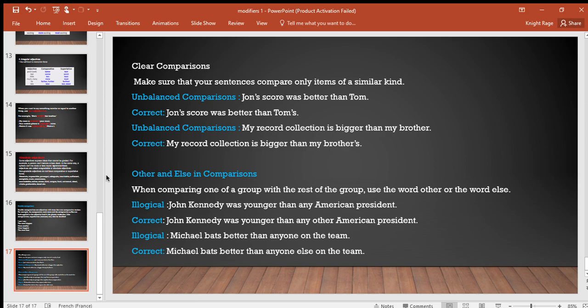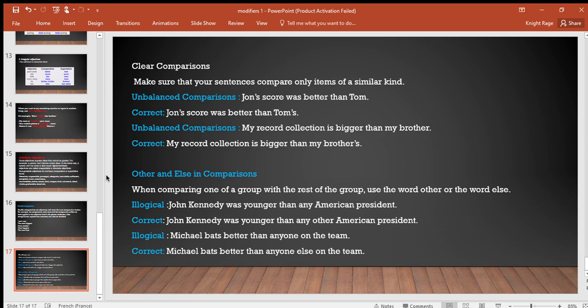Now, to make your comparison clear, make sure that your sentences compare only items of a similar kind. For example, John's score was better than Tom. Here, it means that I'm comparing Tom to the score. I can't compare two things that are not similar. Okay, the score should be compared to another score. So the correct one is John's score was better than Tom's score or than Tom's.